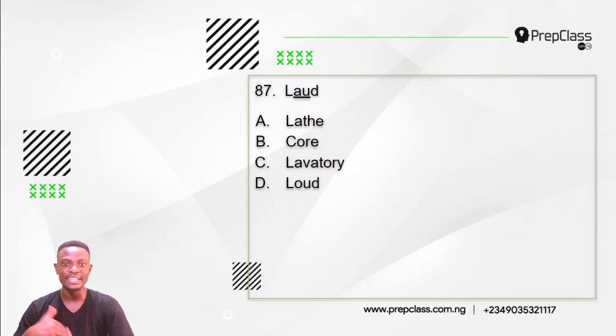Option A, we have lathe. Option B, we have core. Option C, we have lavatory. Option D, we have loud. So which of these options has the same sound where we have the letters AU in Lord?